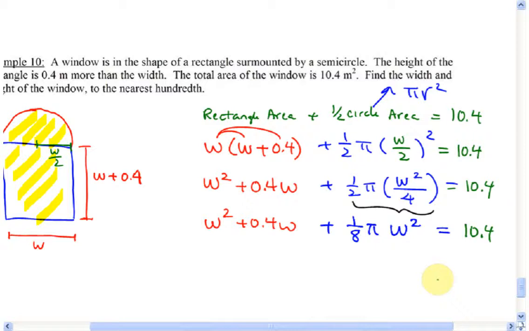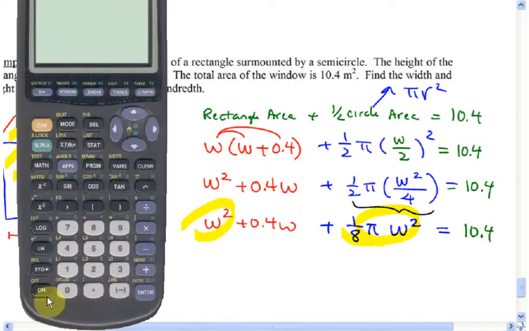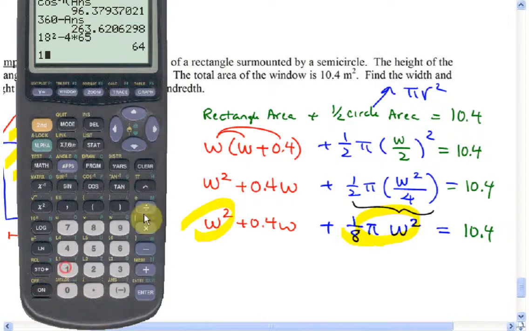Okay. Ladies and gentlemen, where are my like terms on the left side? W squared. So I'm going to have to find a way to put these together. Now, because I said round to the nearest hundredth, you actually can make this into decimals. I would now at this stage do the following. What is 1 eighth of a pi? 1 divided by 8 times pi.